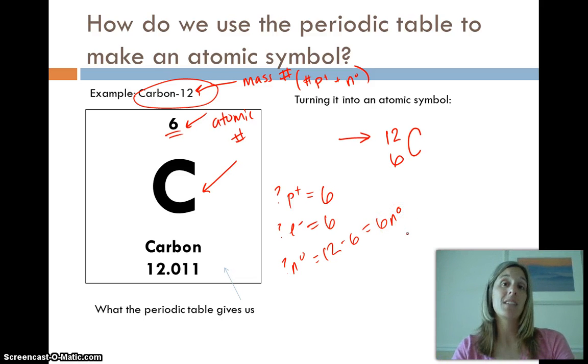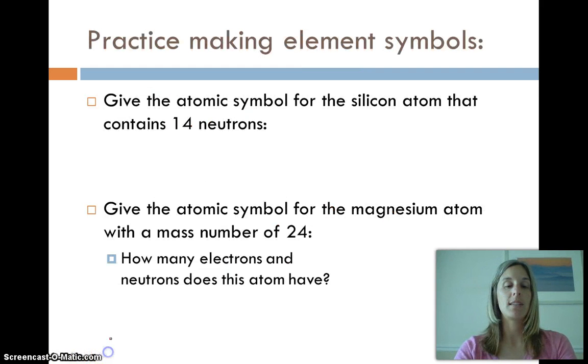Now, it's not always going to be like that. It's not always going to be where your protons, your electrons, and your neutrons are the same number. So you have to make sure that you do the math to get the right number of neutrons. So what's another way that I could ask you to do these atomic symbol type problems? One thing I could do is give you a situation like this. I could say, give me the atomic symbol for the silicon atom that contains 14 neutrons.